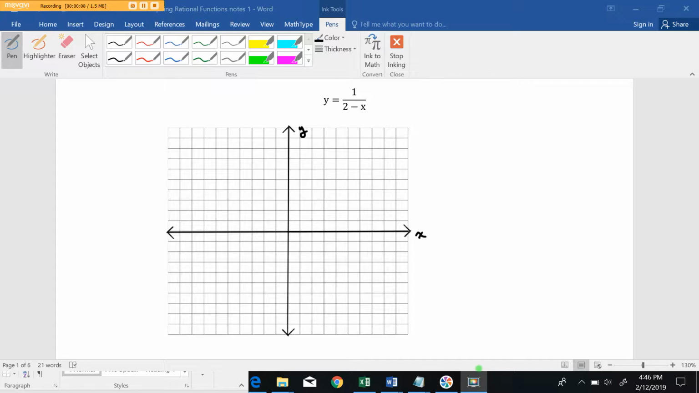This is part one of a note series on graphing rational functions using asymptotes, or using the asymptotic behavior of the functions. We're going to sketch a graph of this function, a nice quick example I've made up. The idea is to use both vertical and horizontal asymptotes to help us sketch this graph.